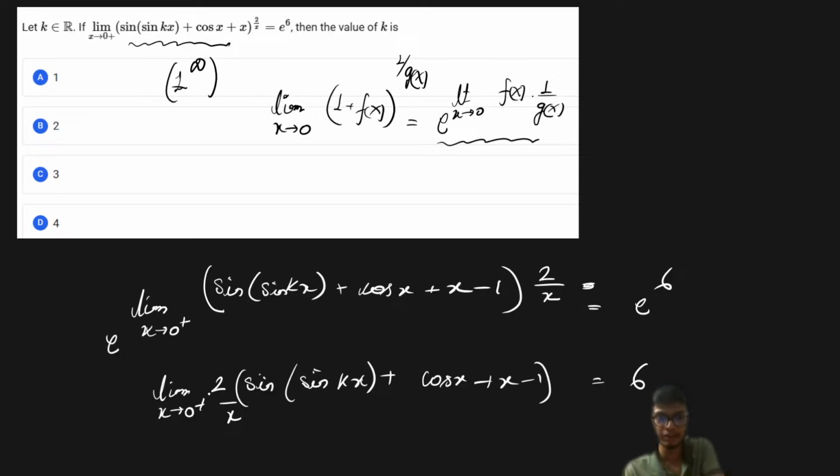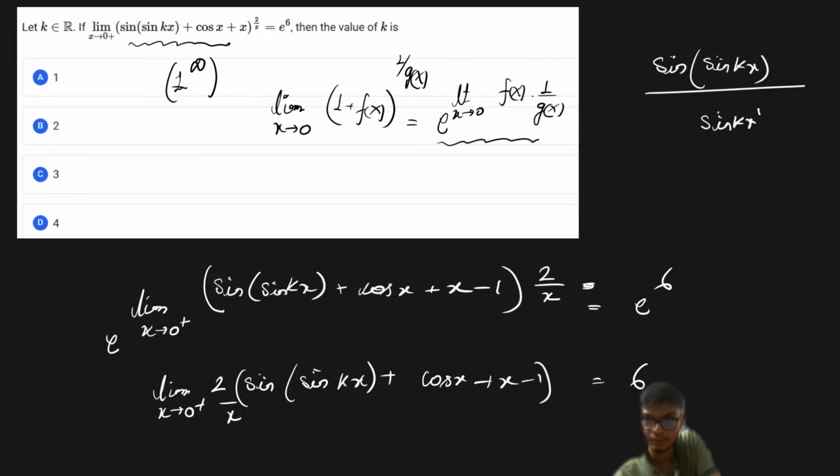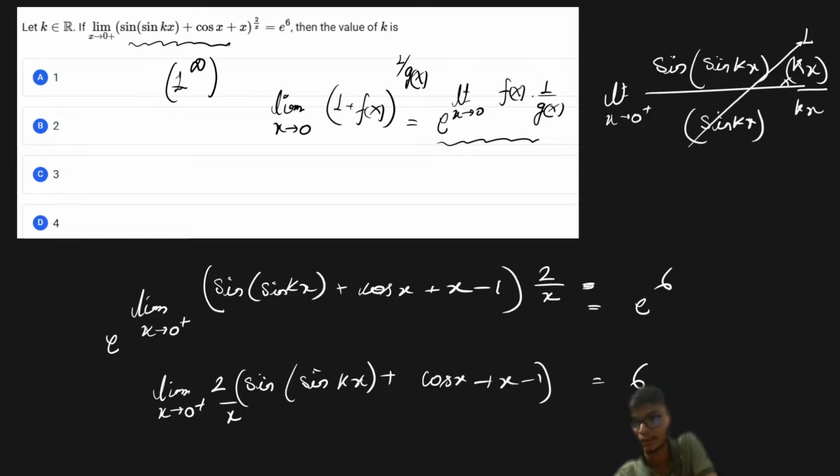Now, if we have the 0 by 0 limit, what I can try to do is use the property that sine x by x as limit x tending towards 0 is equal to 1. If we apply that property here, then I can write it as follows. So for limit x tending towards 0 positive, this result is going to simply be equal to 1.